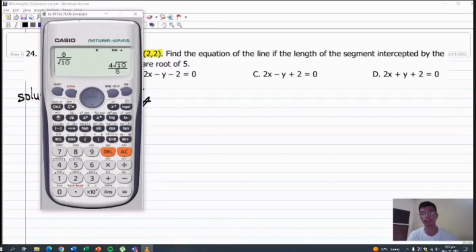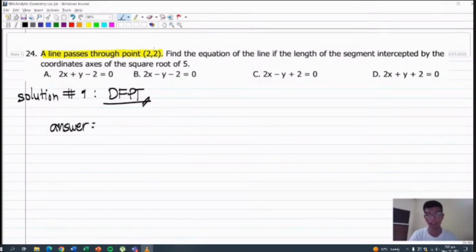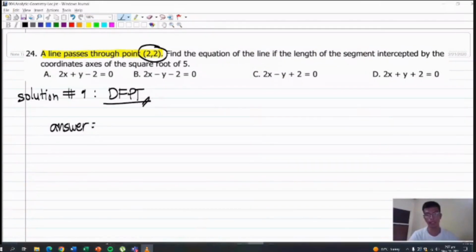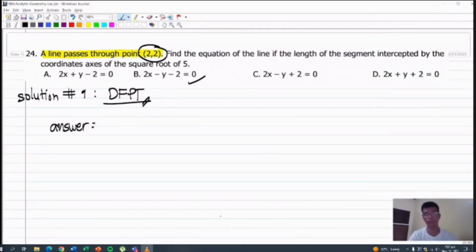So, when x is equal to 2 and y is equal to 2, isa-substitute natin to. From letter A, that would be 2x plus y minus 2. So, calc natin, x is 2, y is also 2, dapat equal to 0. So, equal to 4, meaning mali si letter A. Si letter B, ayan ay 2x minus y minus 2. So, calc natin, 2, 2, 0. So, tama si letter B.